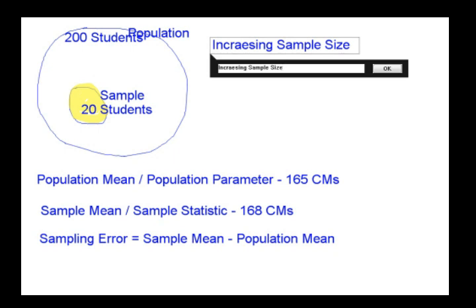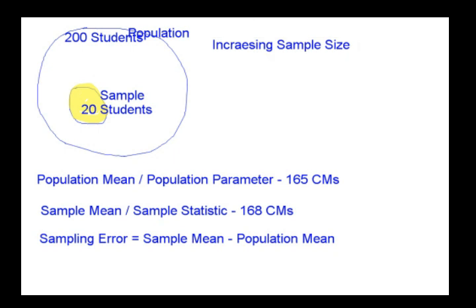So here, instead of these 20 students, if I increase it to around 40 or 60 students, probably this difference would be reduced. And mind it, the difference probably would never be zero until I enumerate the result of all 200 students. Until I take the result of all 200 students as my sample, the sampling error would never be zero.